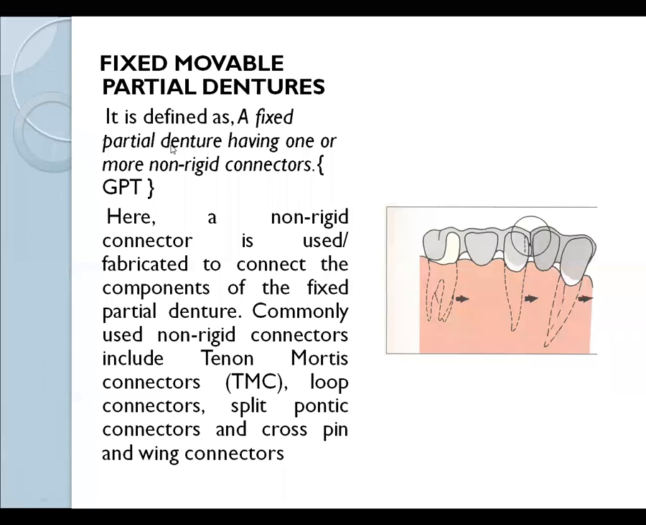In the definition, we have seen a fixed partial denture having one or more non-rigid connectors. Here you can see that a non-rigid connector is present. And in this picture, you can also notice that this tooth is called the pier abutment because an edentulous space is present on both sides of this tooth. Here you can see the edentulous space. Here also you can see the edentulous space. That's why this abutment is called a pier abutment.